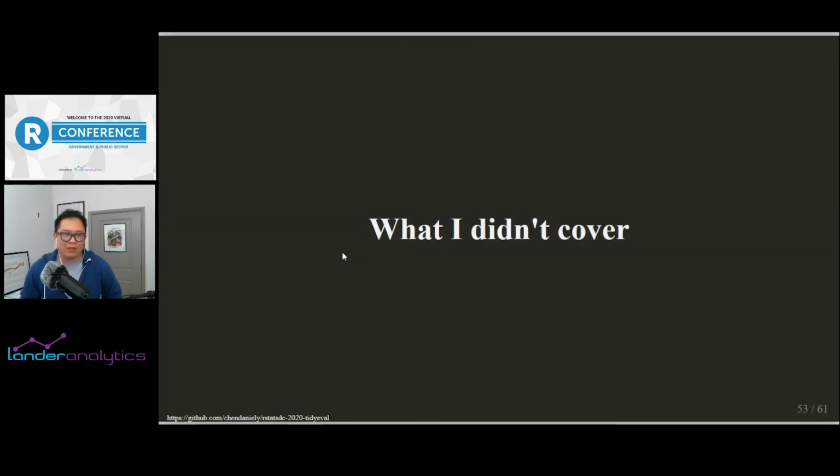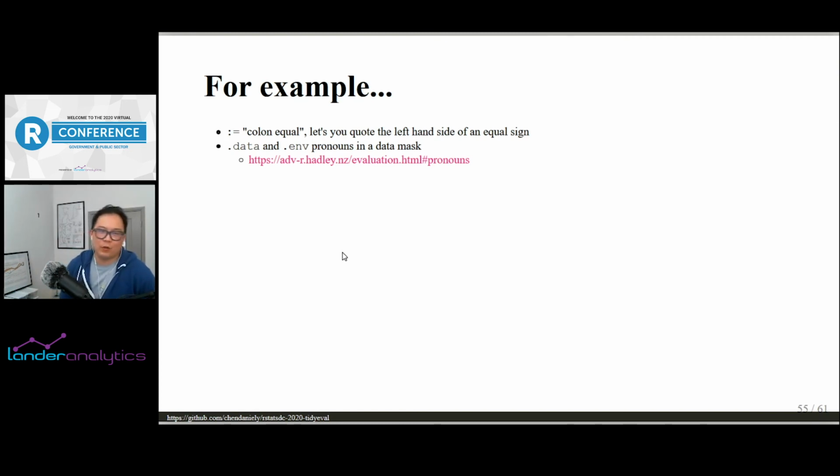So there's a lot of things I didn't cover. For example, there's this colon equals operator that essentially lets you quote things to the left-hand side of an equal sign. I also didn't talk about pronouns like .data and .env, so you can read more about those.